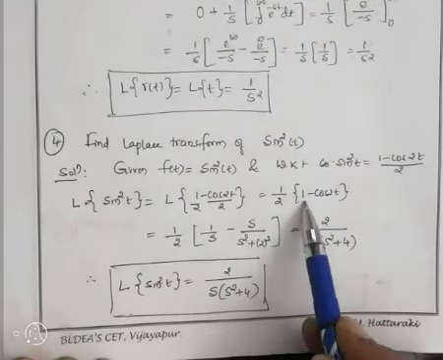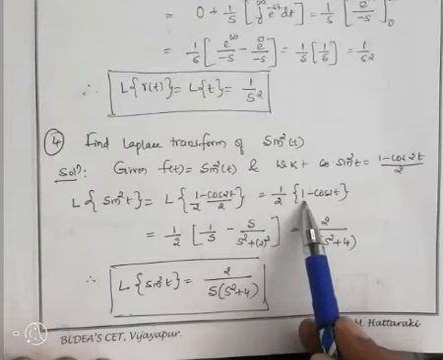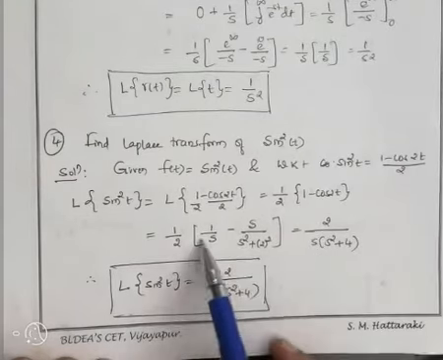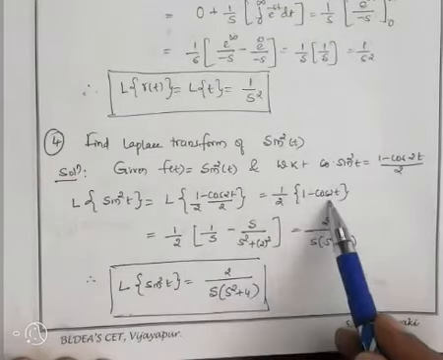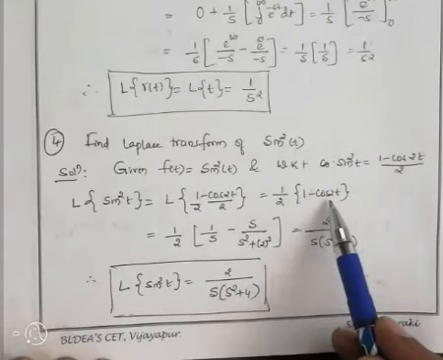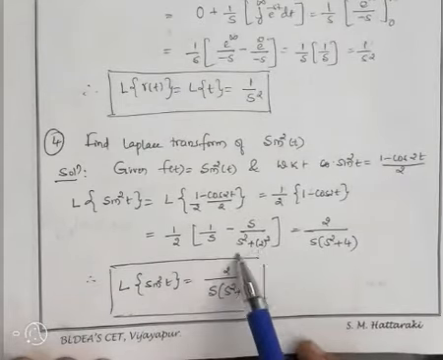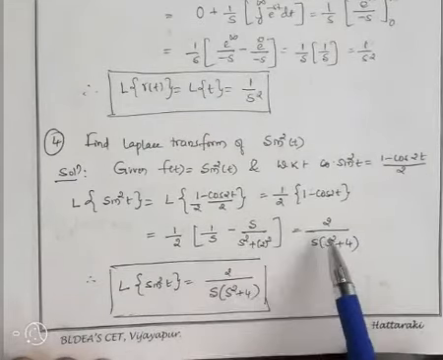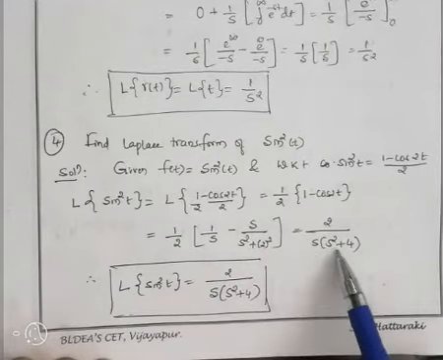Laplace transform of 1, that is u of t. U of t equal to 1, correct? Already we calculated, that is 1 by s. Then the standard Laplace transform of cos 2t is s divided by s square plus 2 square. Hence the answer is 2 divided by s into (s square plus 4).